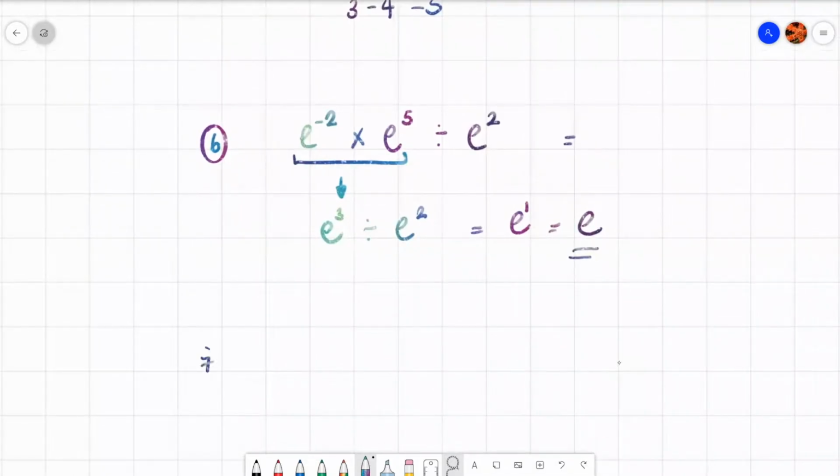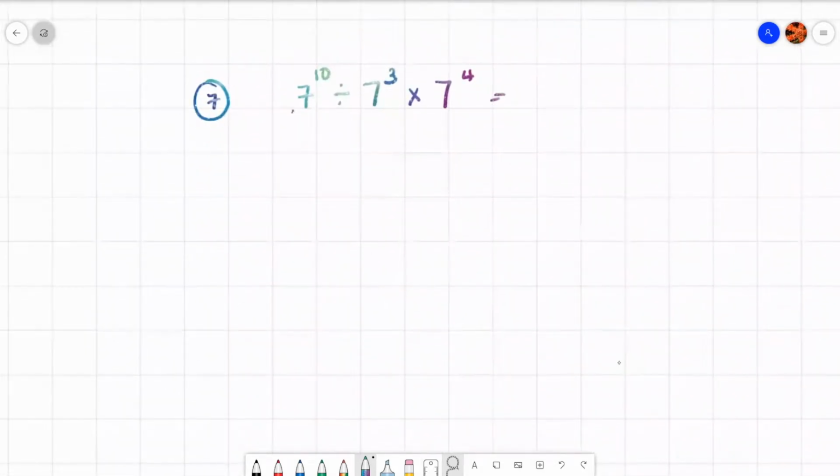One last one like this. 7 to the power of 10 divided by 7 to the power of 3 times 7 to the power of 4. Right, do it a step at a time. Divide means subtract the powers. So 7 is going to stay the same. 10 take 3 is 7. And then times by 7 to the power of 4. And then because that's a multiply, you add the powers to get 11. Lovely.